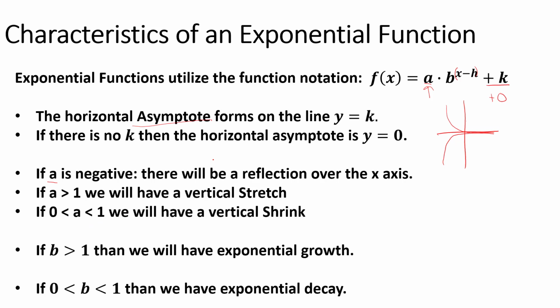If a is between 0 and 1, just like with scale factor, it causes things to shrink. This is going to create a vertical shrink, where, again, whatever our value is for one of our ordered pairs, it will shrink by the value of our scale factor.